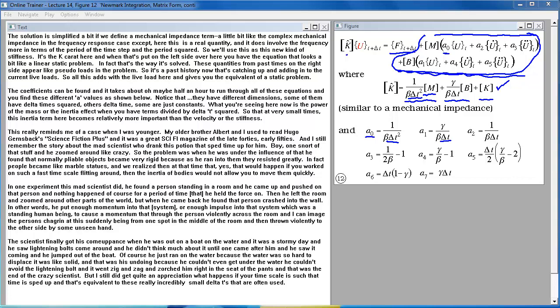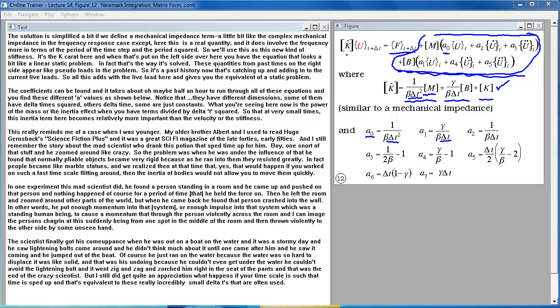The scientist finally got his comeuppance when he was out on a boat on the water, and it was a stormy day, and he saw lightning bolts come around and didn't think much about it until one came after him, and he saw it coming and he jumped out of the boat, and of course he just ran on the water because the water was so hard to displace. It was like solid, and that was his undoing because he couldn't even get under the water. He couldn't avoid the lightning bolt, and it went zig and zag and zorched him right in the seat of the pants, and that was the end of the crazy scientist.